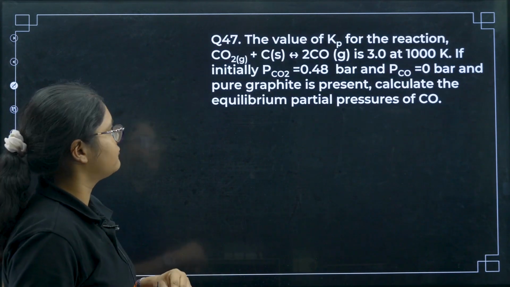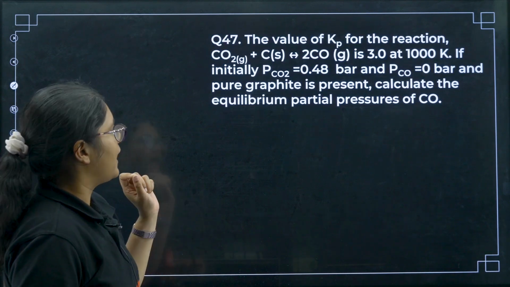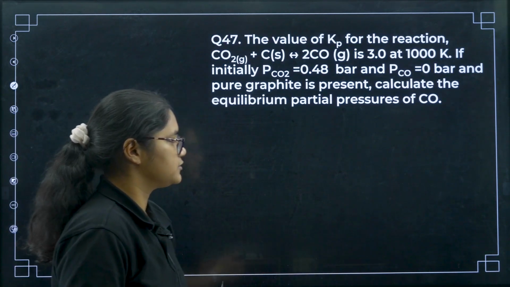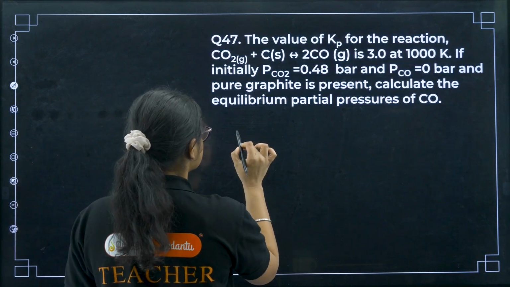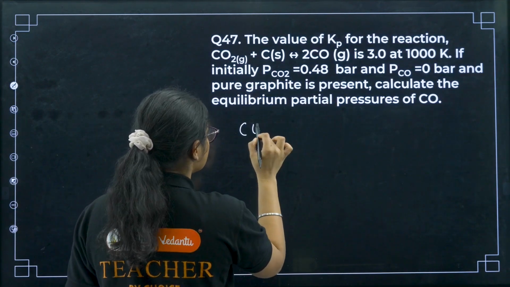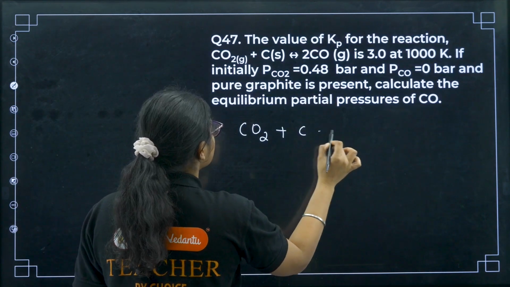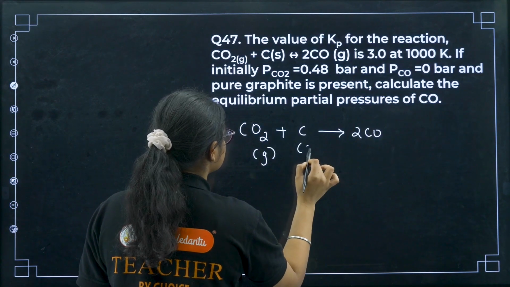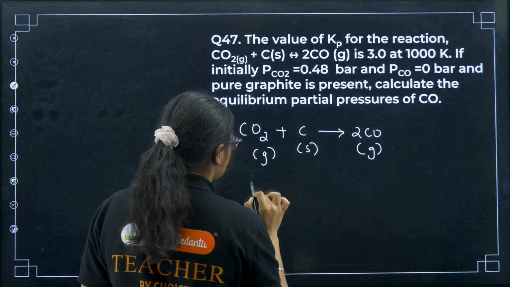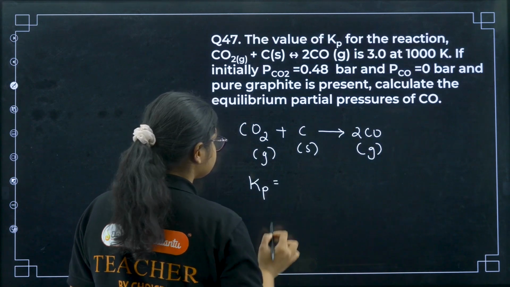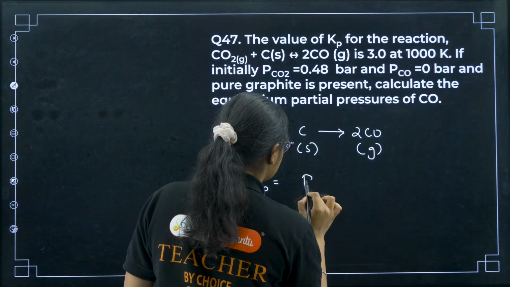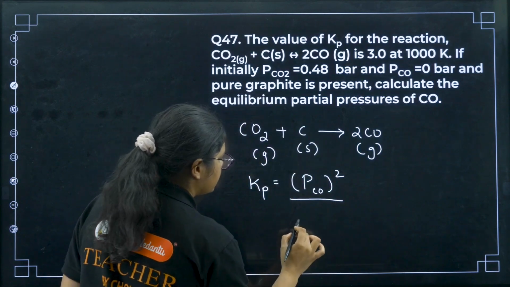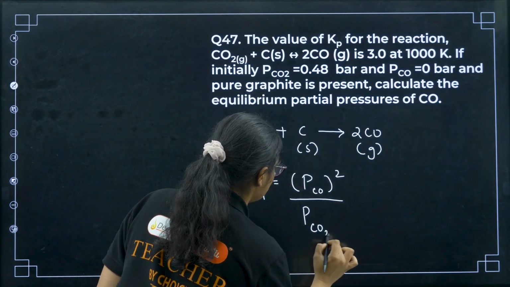The value of Kp for the reaction is given and PCO2 is given, and you have to calculate the pressure of CO. Okay, this is a very simple question. I have this reaction, right? CO2 plus C gives 2CO. In this, CO2 is gas, C is solid, and CO is gas. What's the value of Kp? The Kp value is pressure of CO square, this is solid so you can leave it, over pressure of CO2.